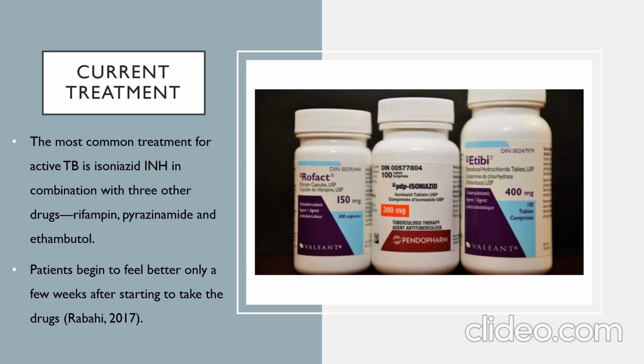So what's the current treatment for tuberculosis? The most common treatment right now for active TB is isoniazid, INH, in combination with 3 other drugs: rifampin, pyrazinamide, and ethambutol. So with these 3 in combination with isoniazid, tuberculosis can actually be cured. Patients begin to feel better within a few weeks of starting these drugs.